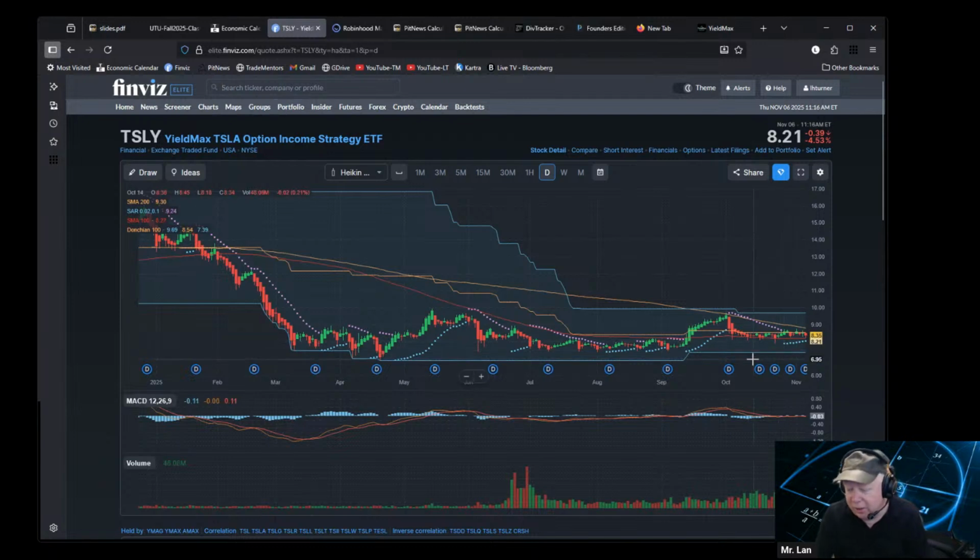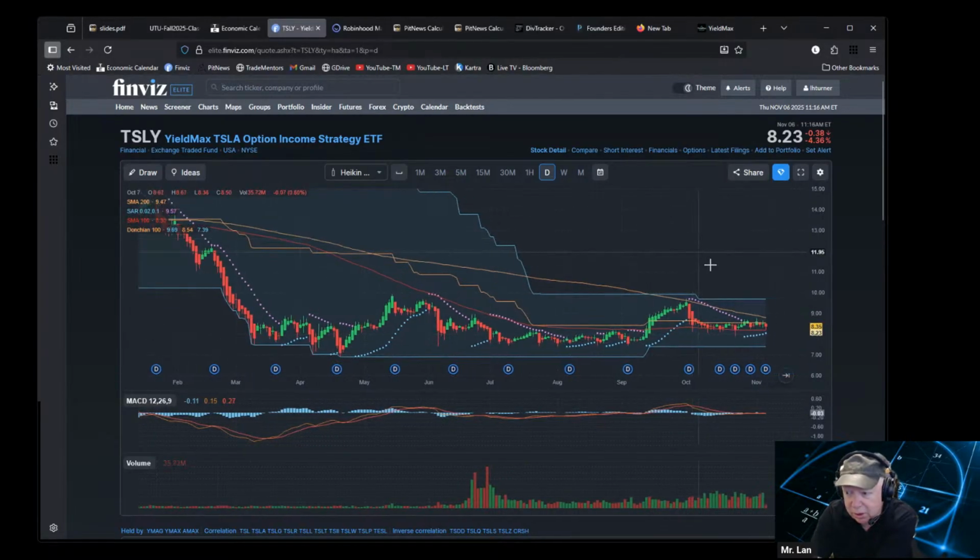And we're going to write down the same thing. So this one is TSLY, and it's currently trading at $8.22. And the most recent dividend it paid out was 14 cents, 0.14.